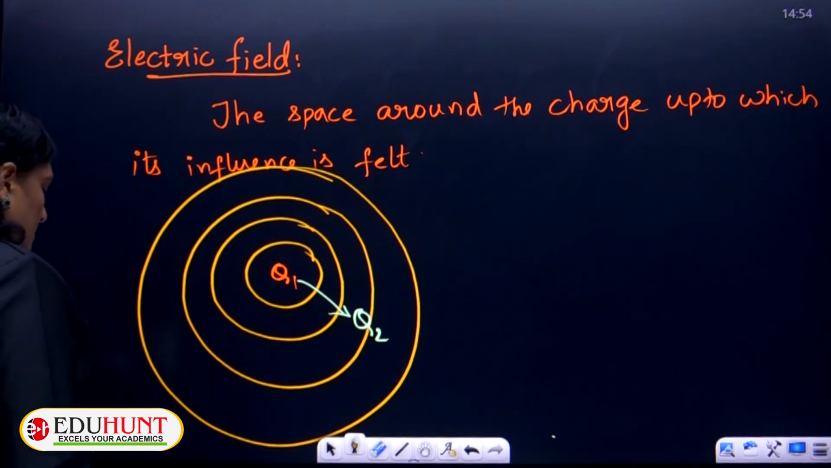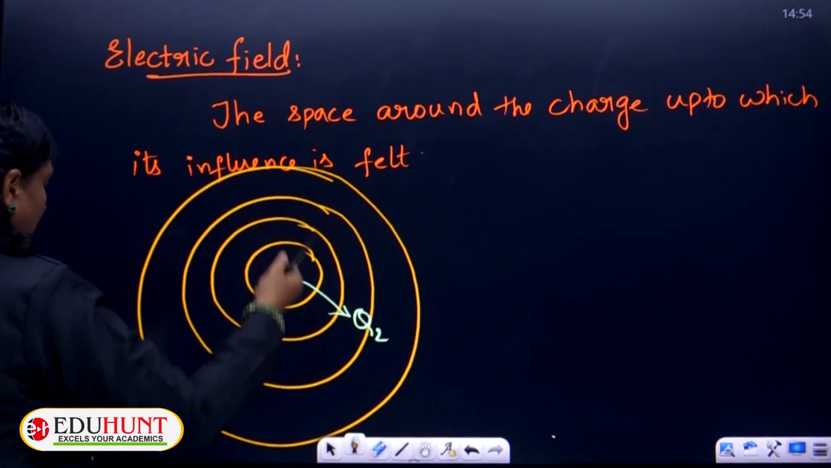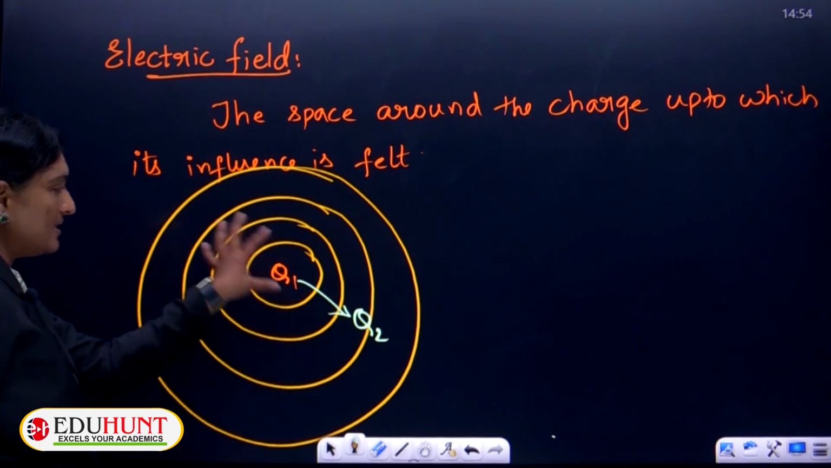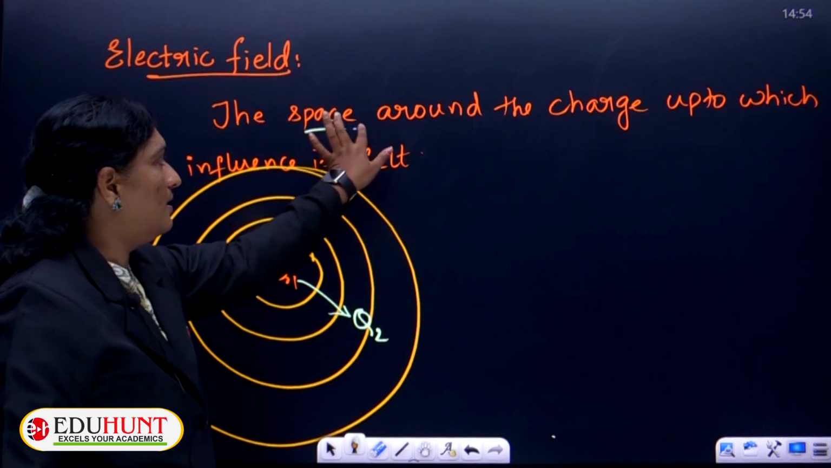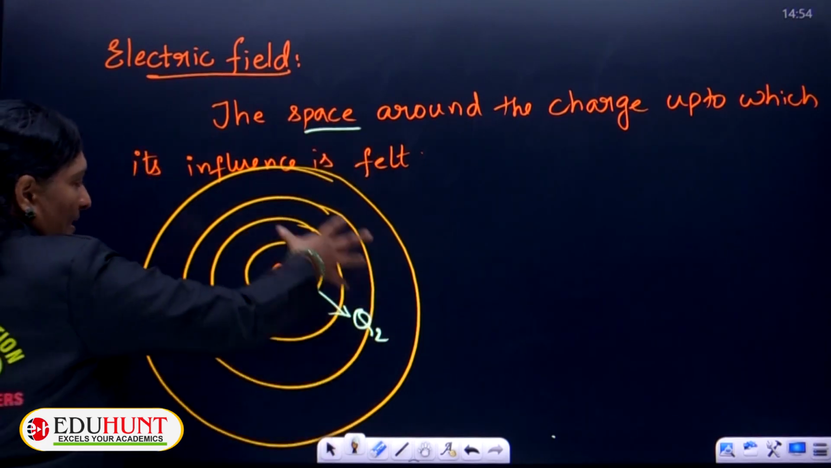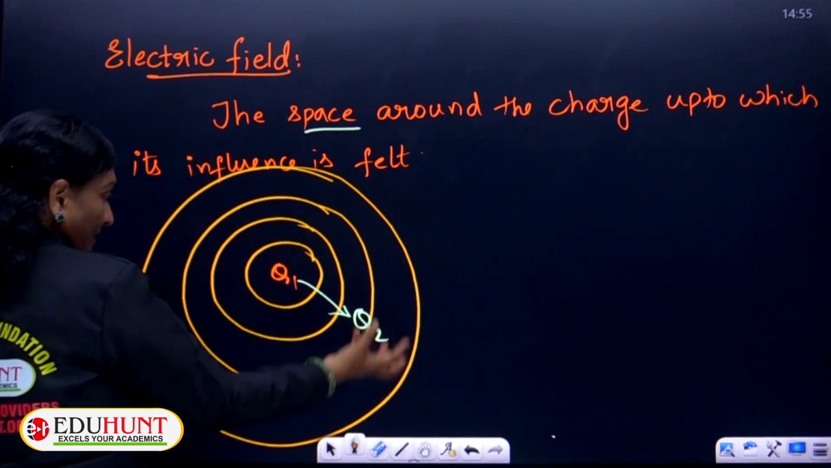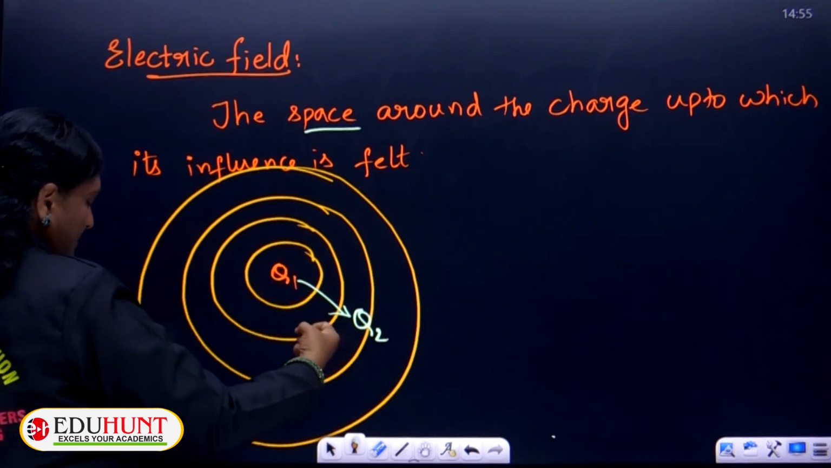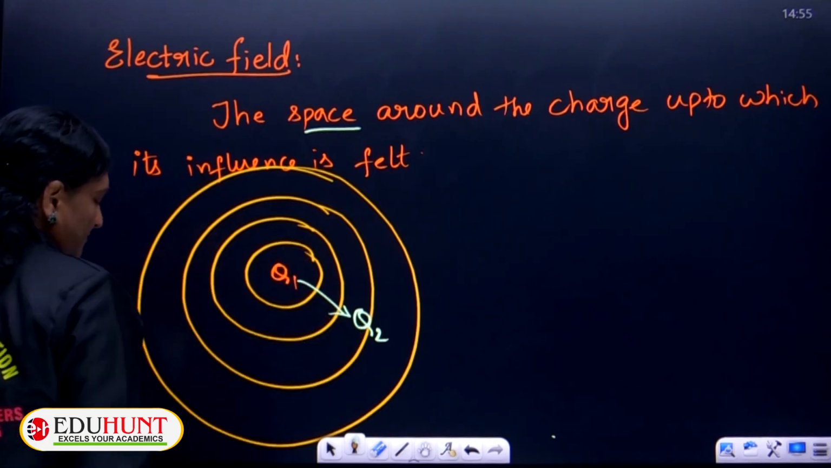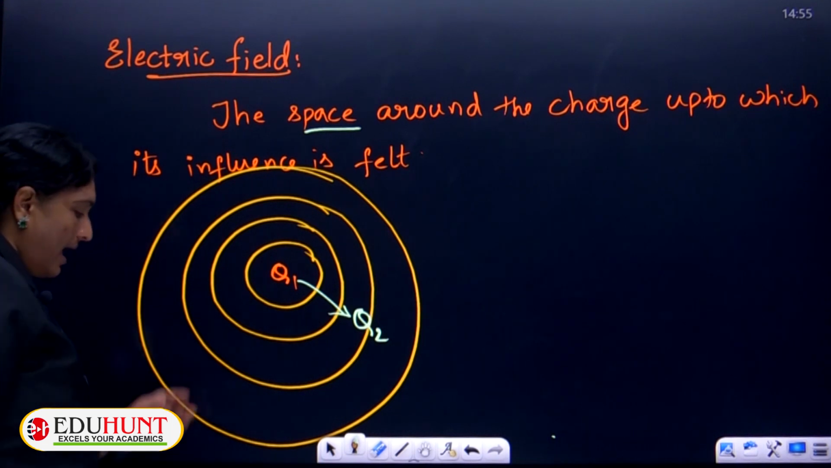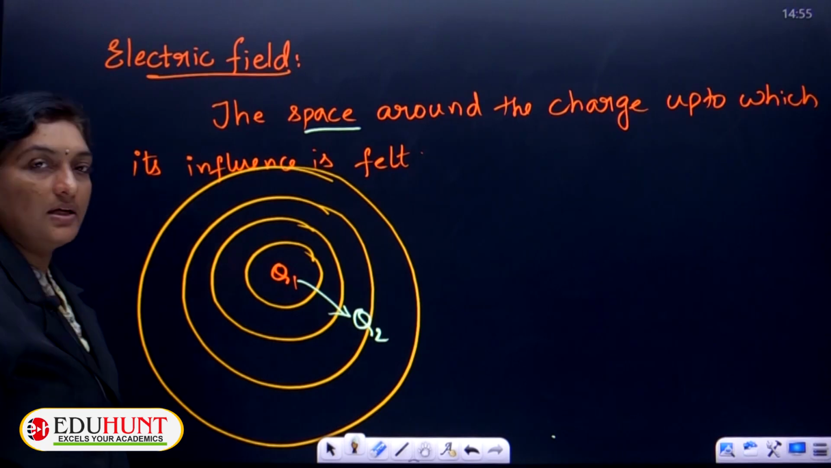So, the space around a charge in which another charged particle experiences a force, simply this complete space itself, is called the electric field. The space around a charge in which another charge experiences a force is said to have that electric field. Got it, children?